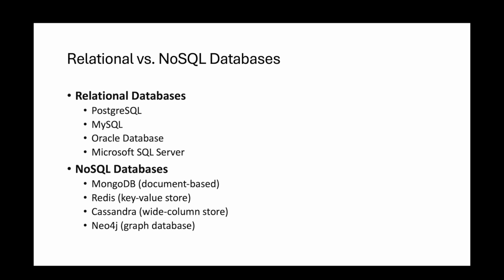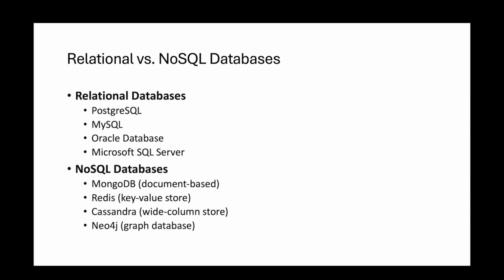Relational databases. Relational databases organize data into tables with rows and columns, following a predefined schema. They use SQL, structured query language, for querying and manipulating data. Relational databases are suitable for applications with complex data relationships and transactions. Example relational databases: PostgreSQL, MySQL, Oracle Database, Microsoft SQL Server.